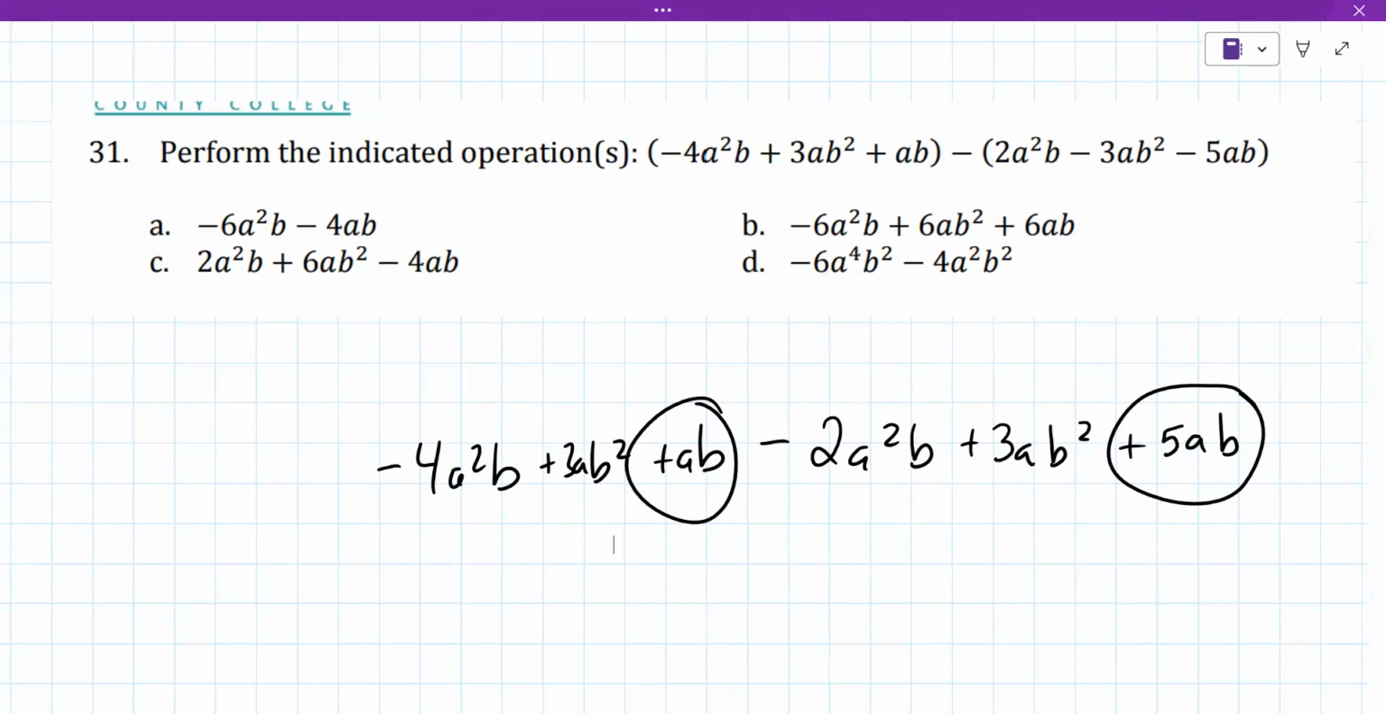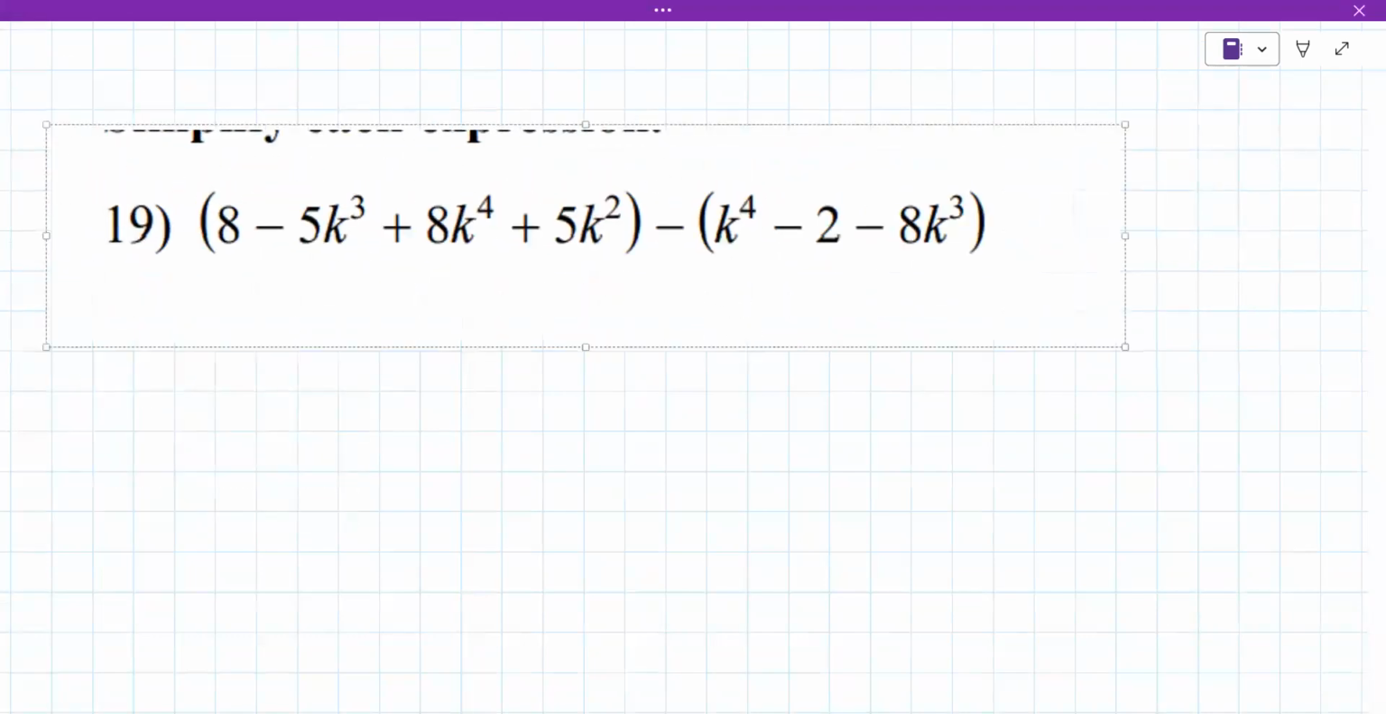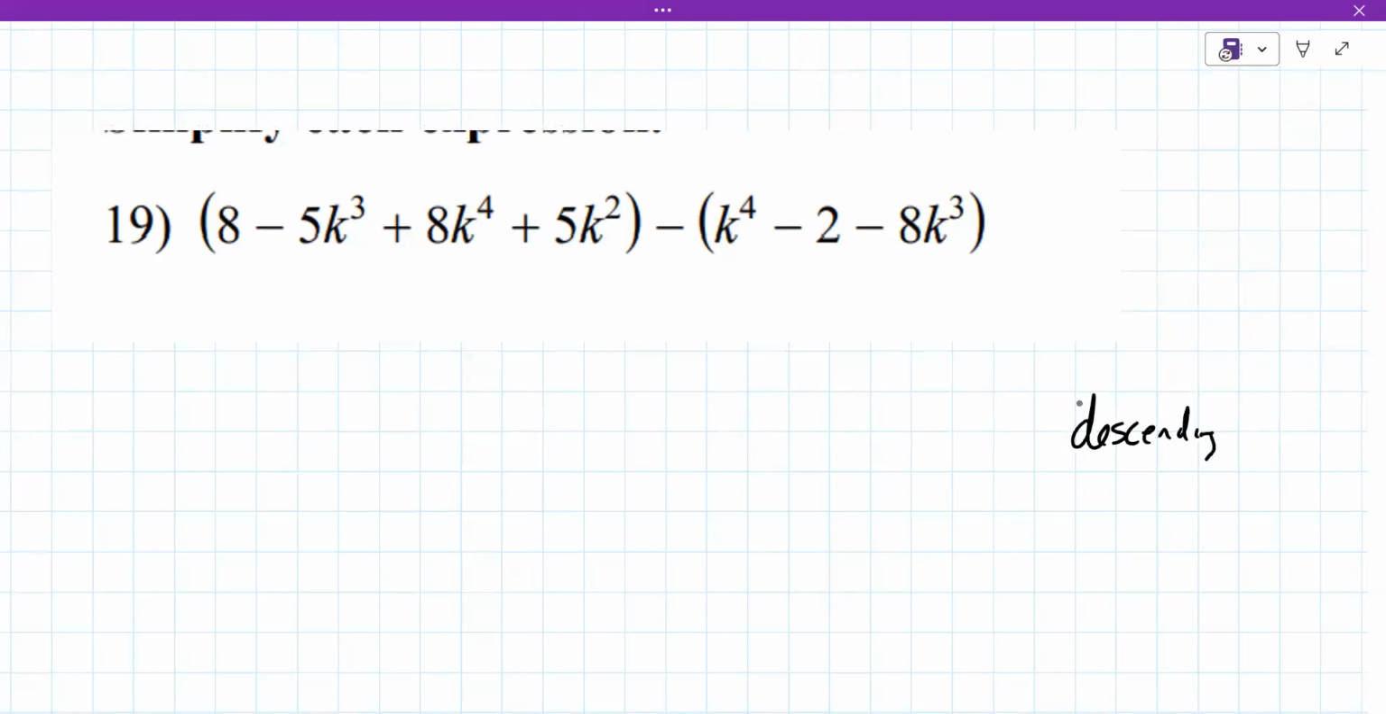So easy. So here, I've got another one here for you to try. I make sure you have an addition horrible problem here to look at. I want the answer in descending order. So put your highest exponent first, whenever you get it.